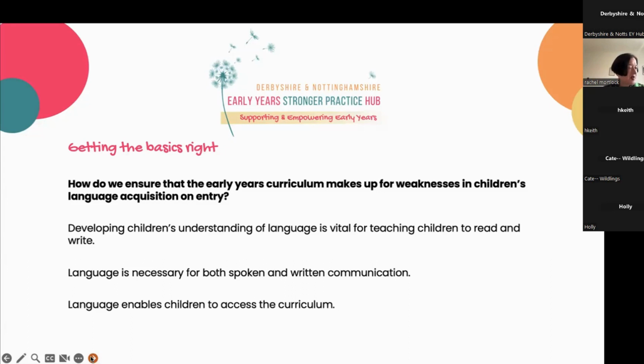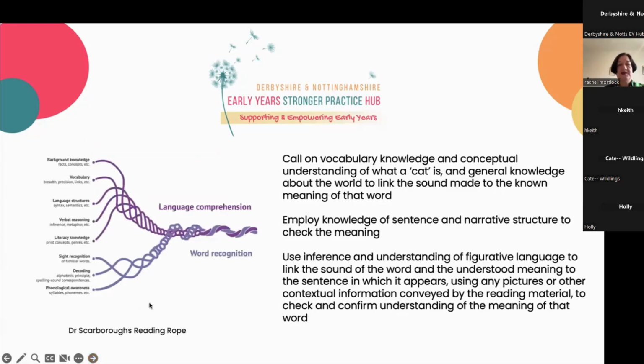So we're going to look at some examples of that as we go through. But it's really important that children's language skills are developed. You might have seen this before. This is called Dr. Scarborough's reading rope. It looks at the skills that we need to become a skilled reader: both language comprehension and word recognition.